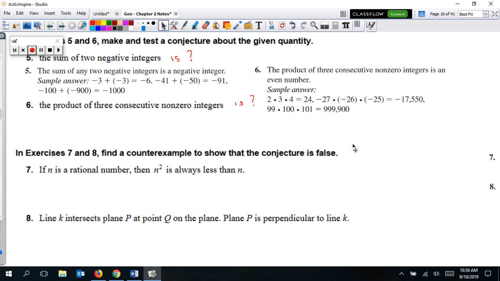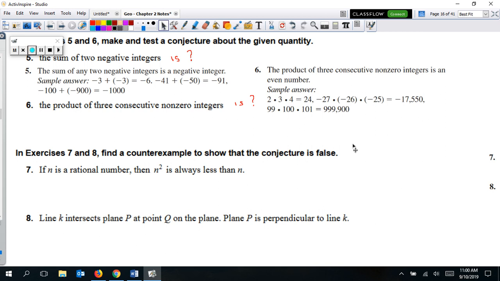Now, 7 and 8 are talking about a counterexample. So we're still dealing with inductive reasoning, okay? Because counterexamples are the torpedo that blows the inductive reasoning argument out of the water, right? That's what we learned. A counterexample is showing that the conjecture's false.